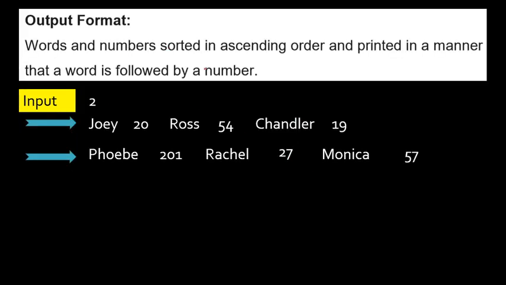Output format, words and numbers are sorted in ascending order. That was a problem statement, right? It should be sorted in ascending order, and when you print it, don't print all words and numbers together. How should you print it? Print the first word in ascending order, followed by the first number in ascending order. Then print the second word, second number. Is it clear? So sort the words, but when you print them, word followed by number. Then again word followed by number. That is the expected output.